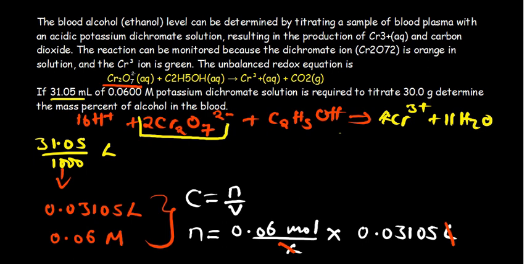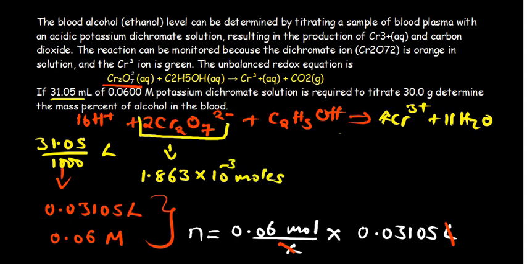So the number of moles of our potassium dichromate, from the information given, I have 1.863 times 10 to the power negative 3 moles. Okay.